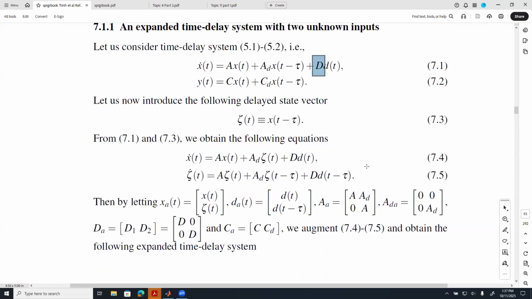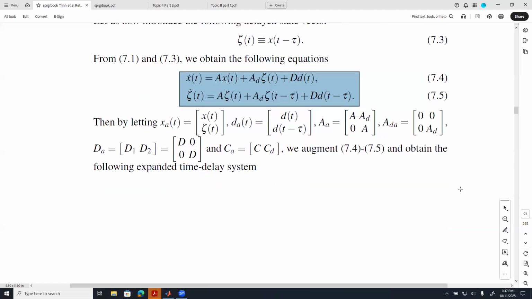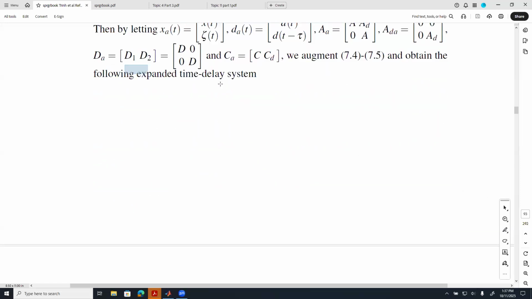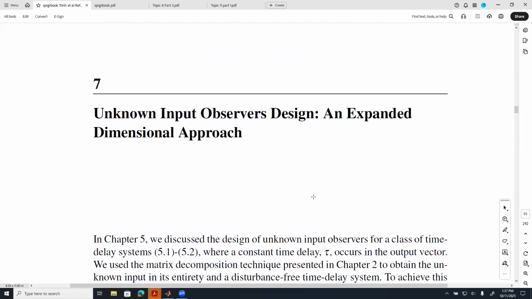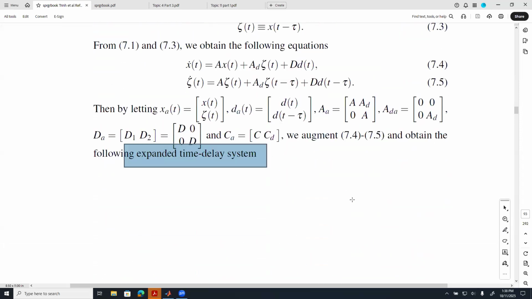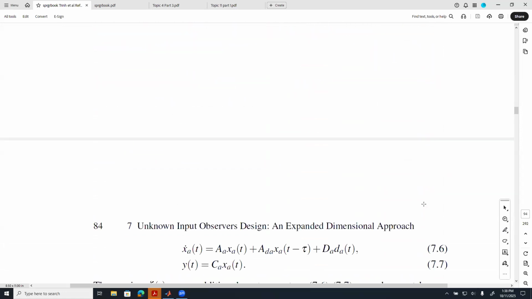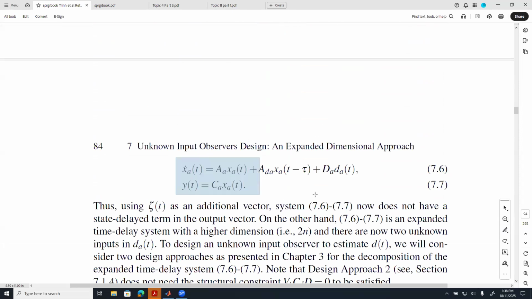But when we introduce this delay stack vector, and when we stack them together, we augment them together, we obtain this expanded time delay system, and that's why we call it an expanded dimensional approach. So we augment these two equations together, and we define the augmented vector and all of that. So that's where we get this global, we can call it a big time delay system.